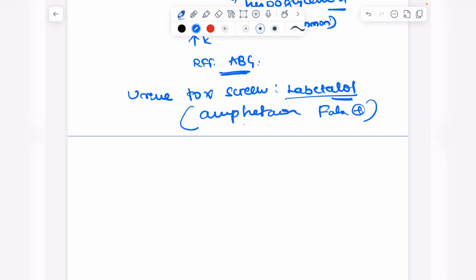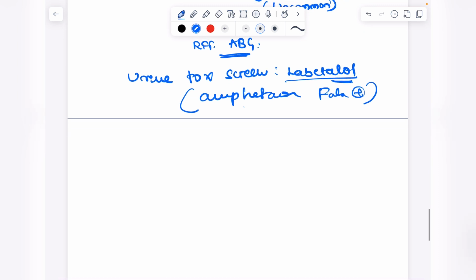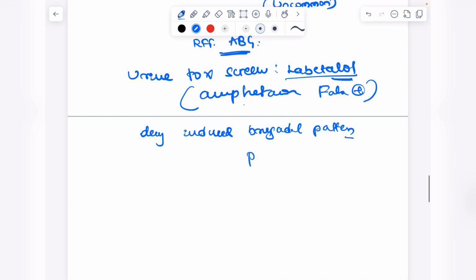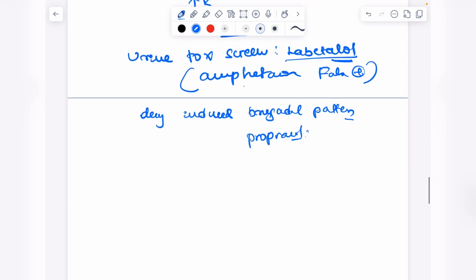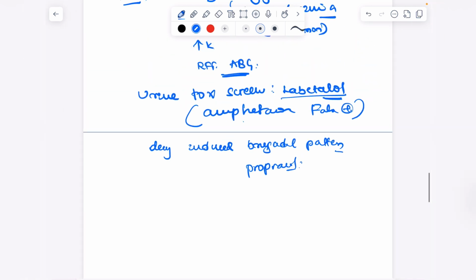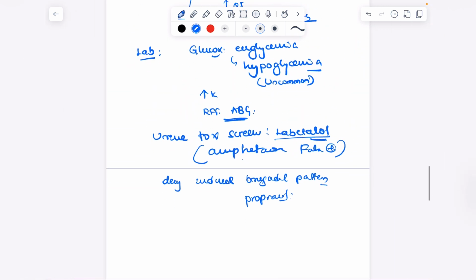And sometimes you get a drug-induced Brugada pattern in cases of propranolol ingestion in overdose, excess dose. So this is about the lab parameters and ECG.